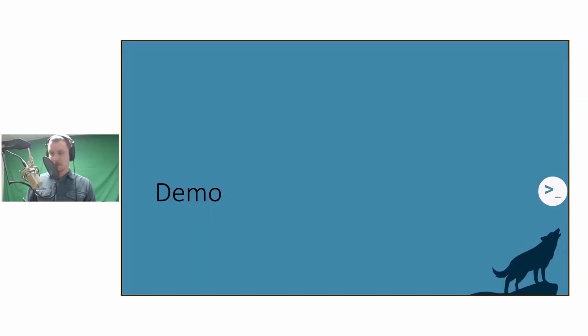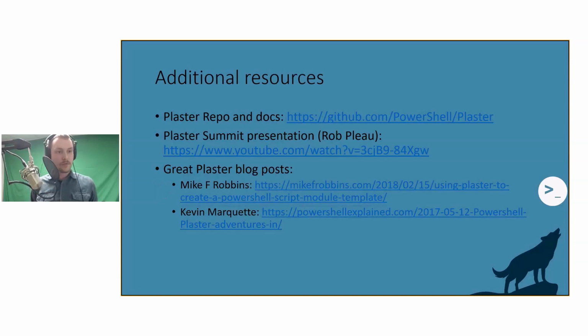And if you want to check out some more docs on Plaster that I've used, I've got the Plaster repo and the docs, a direct link for them here. Rob Flo did a presentation at the PowerShell Summit. I think it was 2018. I don't remember. But I've got a link to that here. And that blog post from Micah Problems that I've used, I got that here. And then I've also read through Kevin Marquette's. So if you guys want to check out some more information on that, that's how you can do it.